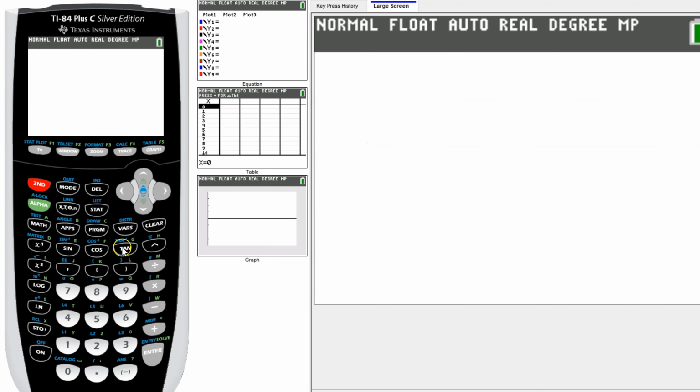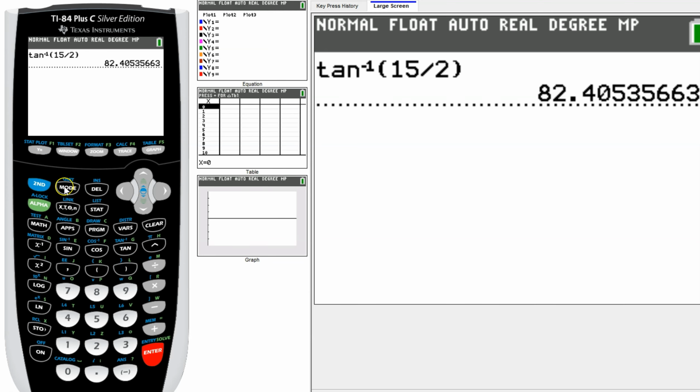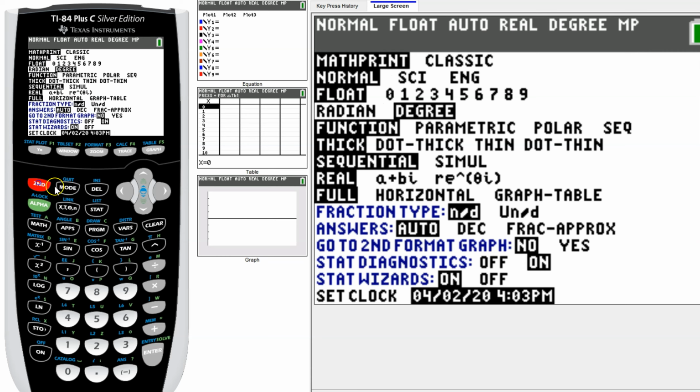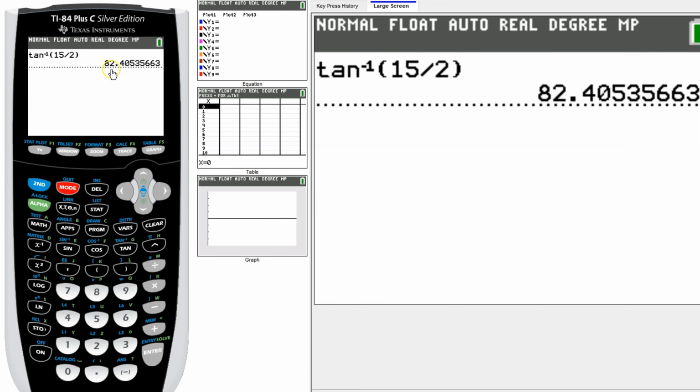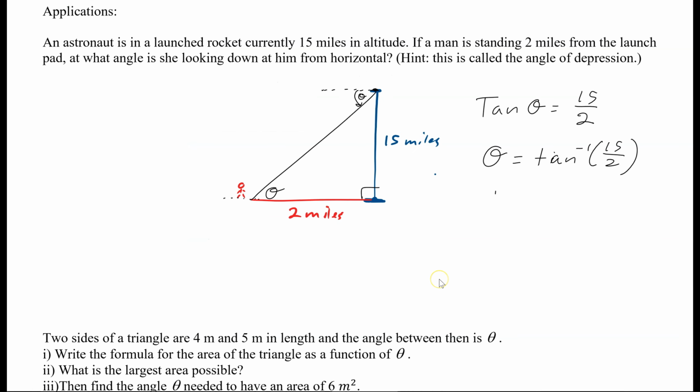So plugging that into our calculator, inverse tangent of 15 divided by 2, and make sure your mode is in degrees here. We get 82.4 degrees. So theta equals 82.4 degrees. That's our angle here.